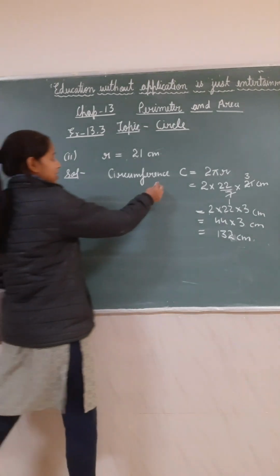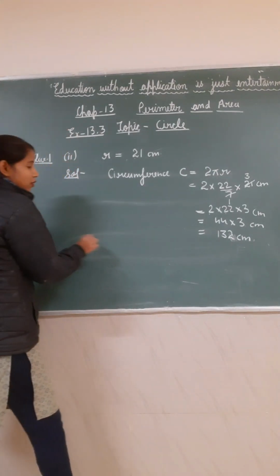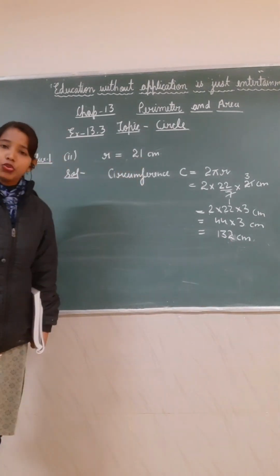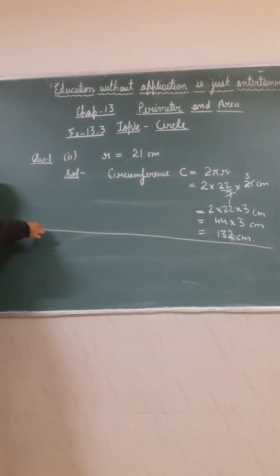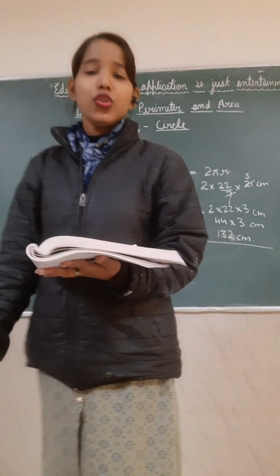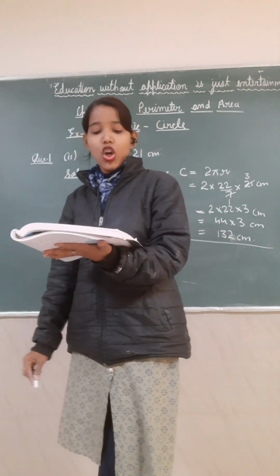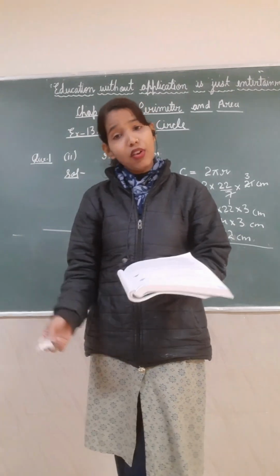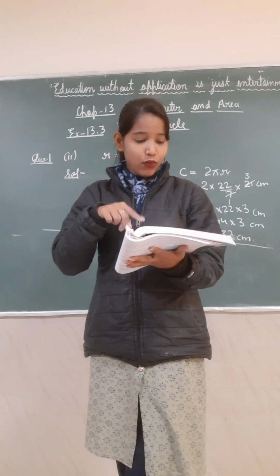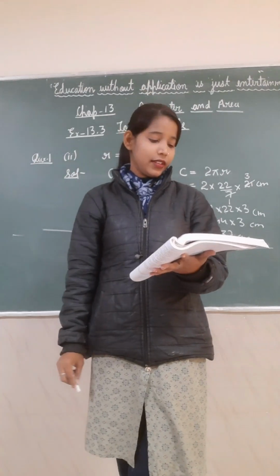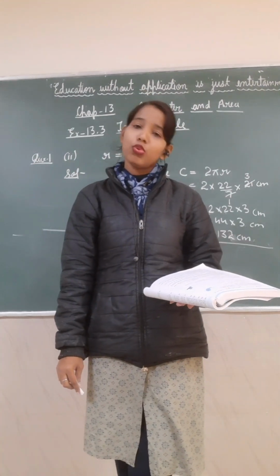So we have to find the circumference of the circle. So circumference of the circle will be 132 centimeter. You have to write the answer yourself. Okay. Now draw the line. After that you have to note down question number 2. Question number 2 is: find the area of the circle. So area of the circle is pi r square, right? And what is given here? Diameter is given here. Question number 2 part 3, you have to note it down.